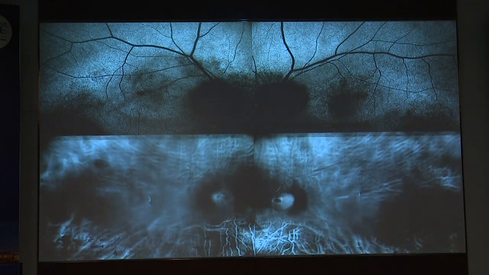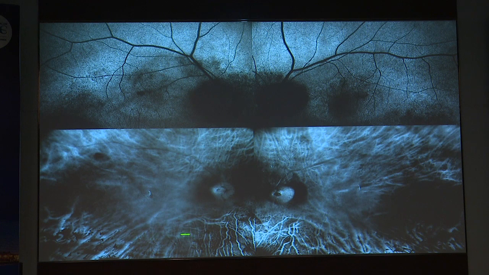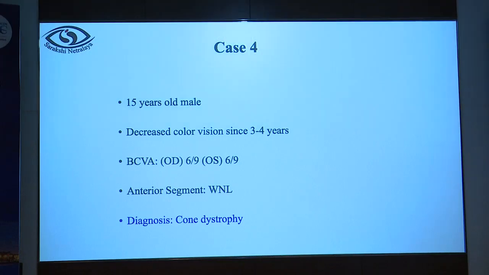Okay, now coming to paravenous pigmentary degeneration, you can see wherever the RPE is gone, even without doing an ICG, you can see the choroidal blood vessels very well delineated as if it is an ICG picture. This is how it helps us.